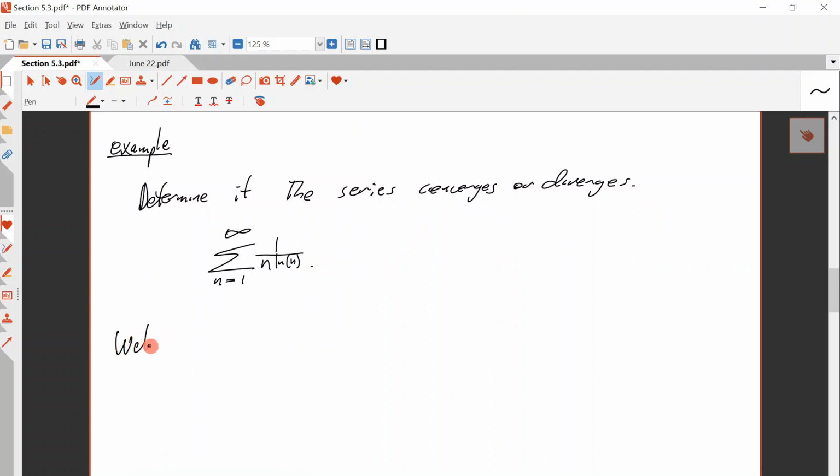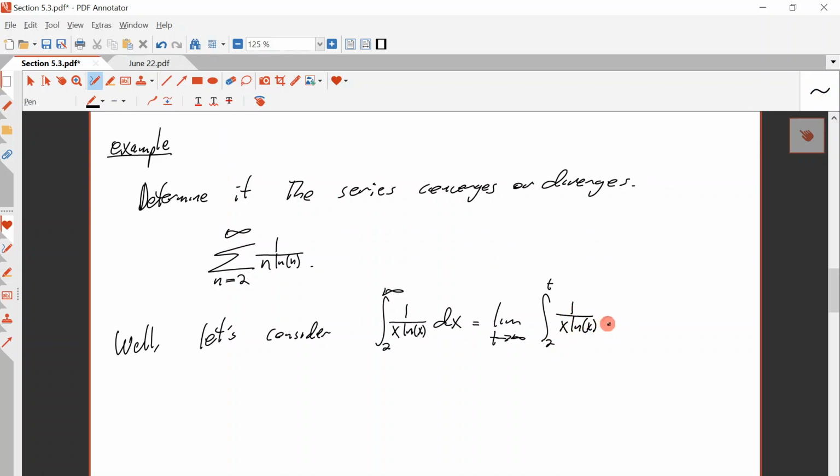Well, let's consider the integral from 1 to infinity. Well, actually it's going to have to go from 2. The integral from 2 to infinity, 1 over x natural log x. Right? So this is the limit as t goes to infinity of the integral from 2 to t, 1 over x ln x dx.